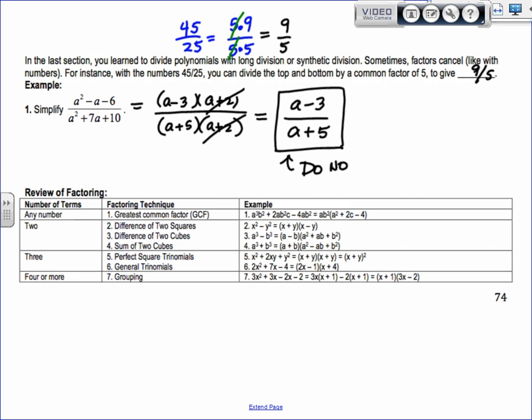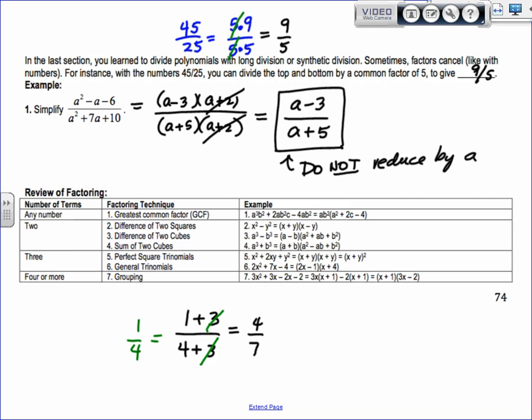Do not reduce by a. Okay, you can't reduce by a. Think about numbers. Like if I had 1 plus 3 over 4 plus 3. That would be 4/7, right? Can I reduce the 3's and say it's the same as 1/4? No, it doesn't work that way, right? You cannot do that. You cannot reduce out by things that you're adding or subtracting.